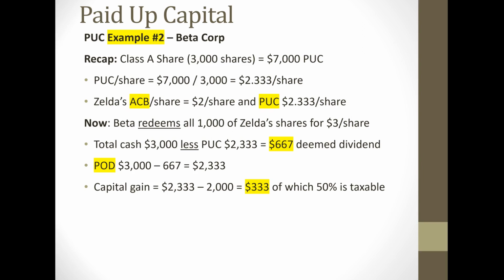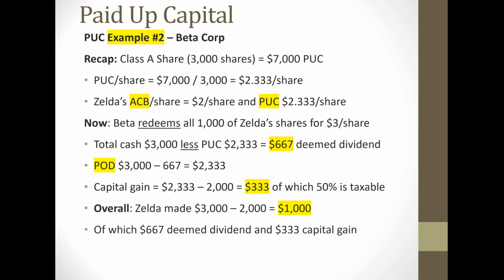So her deemed proceeds of disposition, $2,333, minus her adjusted cost base of $2 per share. So her adjusted cost base is going to be $2,000. She's also going to get a capital gain of $333, of which 50% is taxable. So let's look at this overall. She basically made $1,000. She received $3,000. She only paid $2,000 on the shares, so she made $1,000. For tax purposes, though, $667 will be treated as a deemed dividend, and $333 will be treated as a capital gain, of which 50% will be taxable.